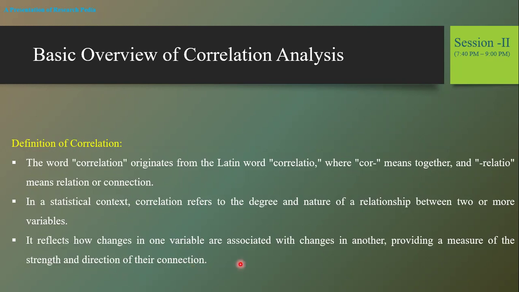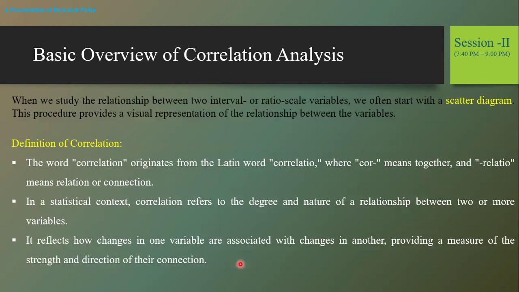This is the basic idea of correlation: we might be interested in finding out whether one variable is positively related, negatively related, or has no relation with another variable. How can we do it? We can do it with correlation. When we study the correlation between two interval or ratio scale variables, the first thing you need to understand is that our type of variable would be interval or ratio scale.